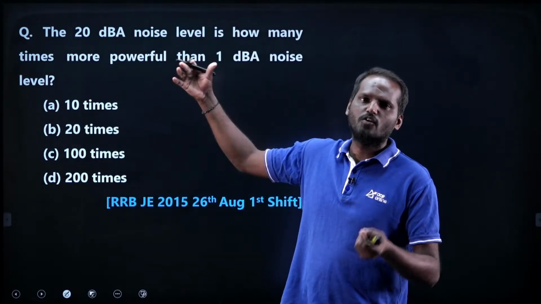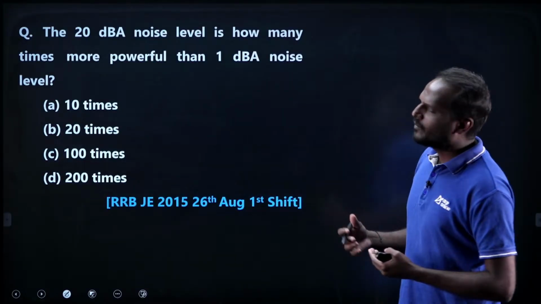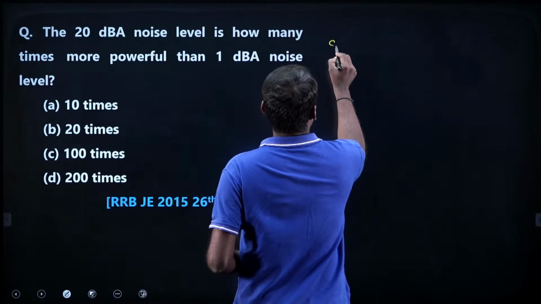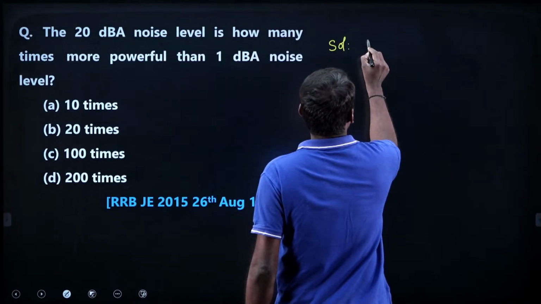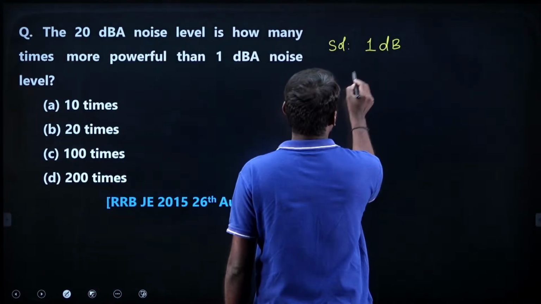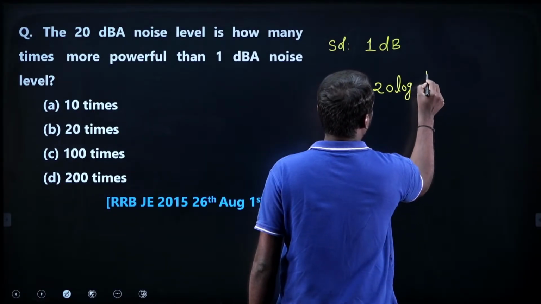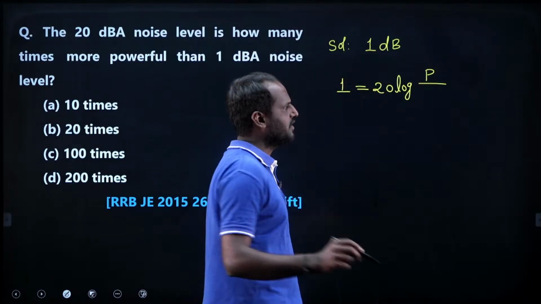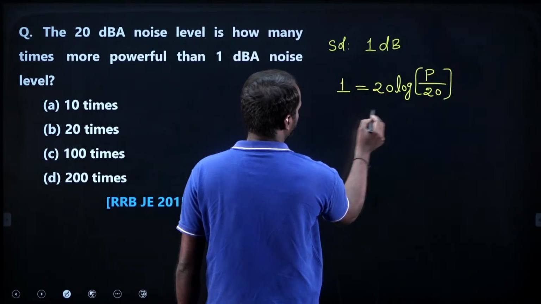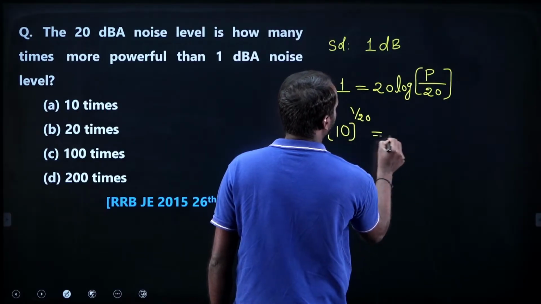You must convert the decibel values into corresponding pressure levels, then only you can say how many times more powerful or less powerful. We must take those values into consideration. I am converting 1 decibel first. As you know, the sound pressure level he has given is 1 decibel. 1 is equal to 20 into log of P by P naught. P you need to evaluate; P naught is the standard pressure level, 20 micropascal, right? With a simple mathematical operation, 10 to the power of 1 by 20 equals P by P naught.